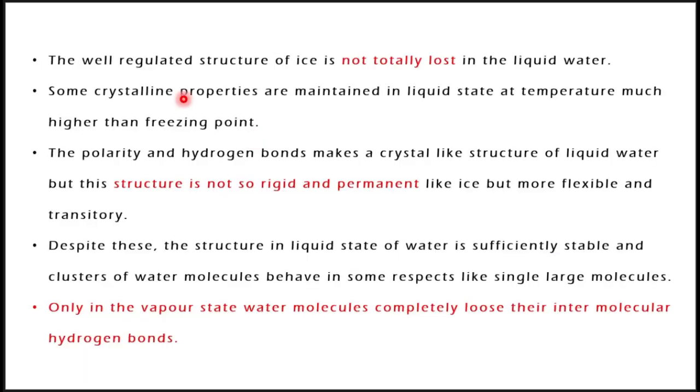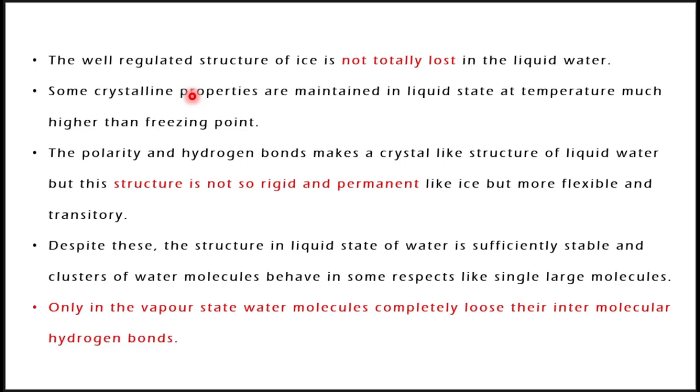The well-regulated structure of ice is not totally lost in liquid water. Some crystalline properties are maintained in the liquid state at temperatures much higher than the freezing point. The polarity of hydrogen bonds makes a crystalline structure of liquid water, but this structure is not so rigid and permanent like ice, but more flexible and transitory. So, while melting of ice, that rigid structure is not totally lost. Some crystalline properties will be maintained because we know that some hydrogen bonds will be there.